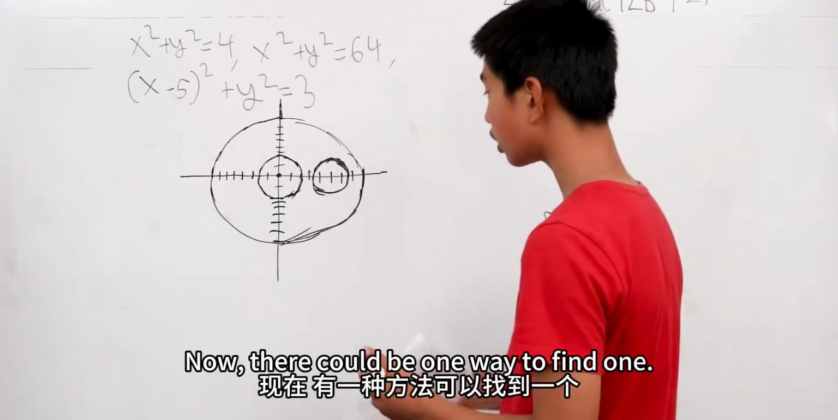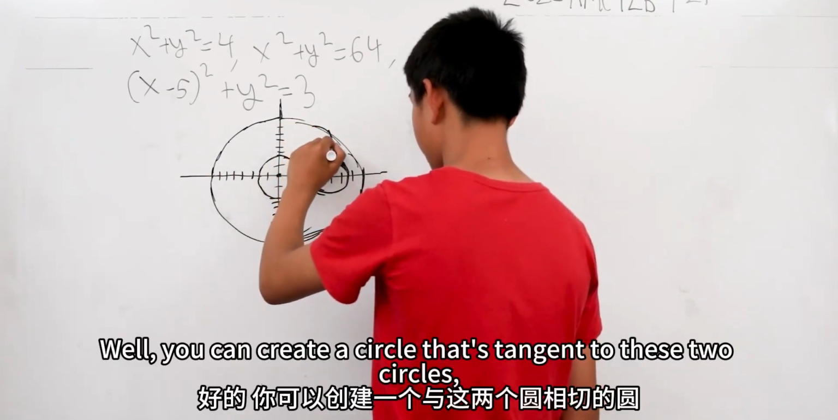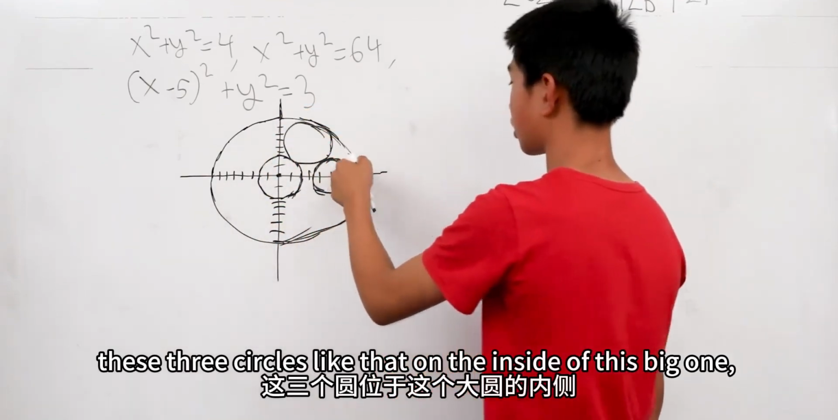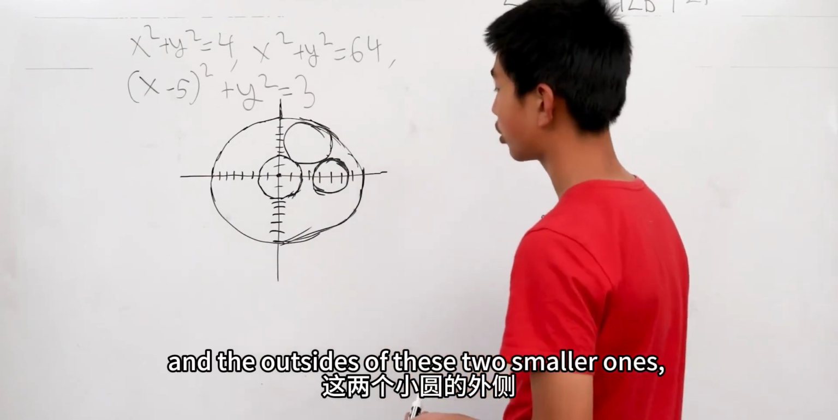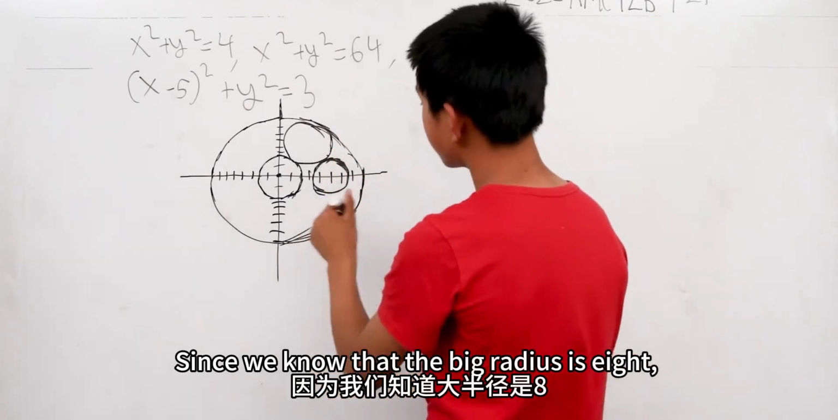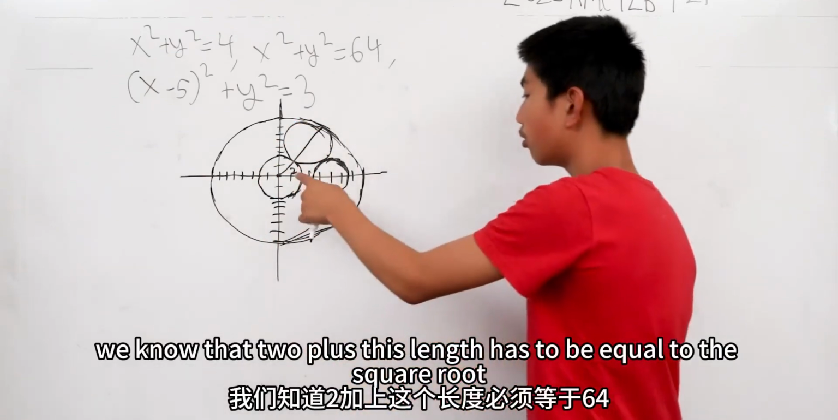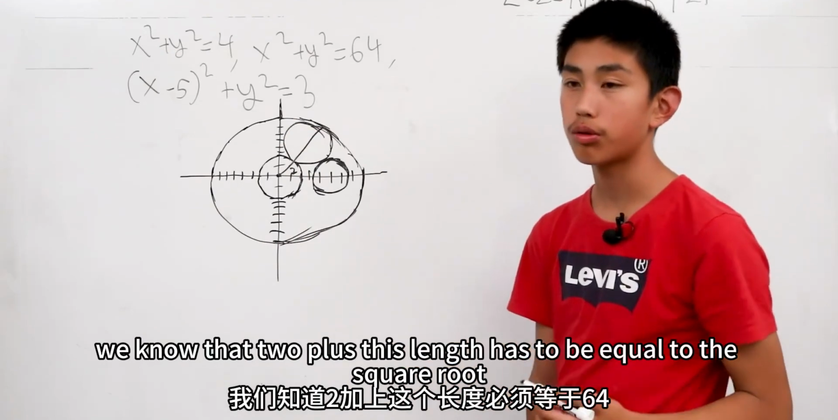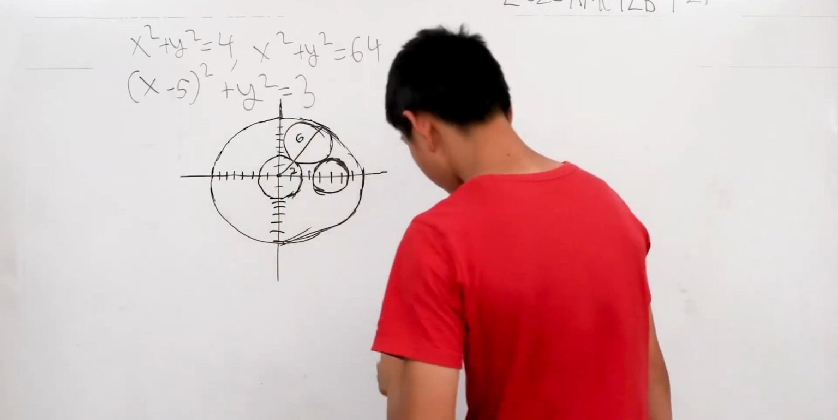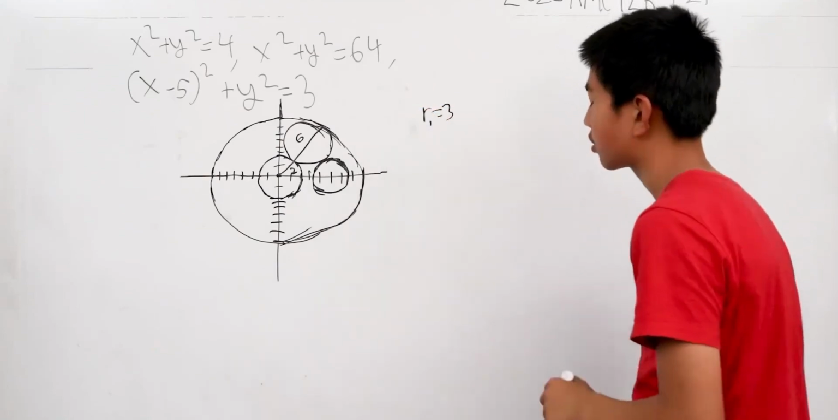Now, there could be one way to find one. Well, you can create a circle that's tangent to these three circles like that, on the inside of this big one, and the outsides of these two smaller ones. We want to find the area of this circle. Since we know that the big radius is 8, and we know that the smaller one is 2, we know that 2 plus this length has to be equal to the square root of 64, or 8, as the radius of the big circle is 8. That is 6. So the radius of that circle is 3. So R1, let's call it.